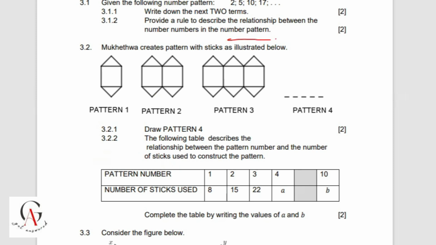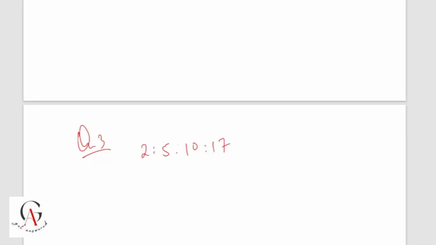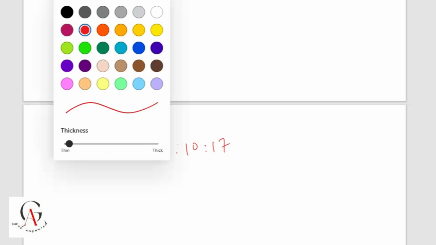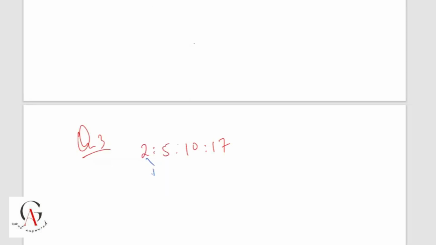Okay. So what we can say is when you look at the first number, it's a 2. Then from a 2, we must add a 3 to give us that. And then from a 5, we must add a 5 to give us that. And then we must add a 7 to give us that. So which means we are adding odd numbers, starting with 3, whereby the difference is also going to give us a 2, which is constant.